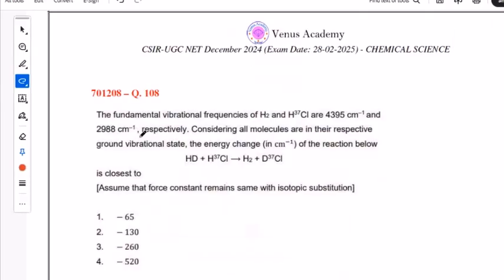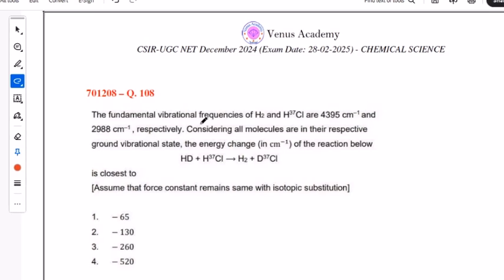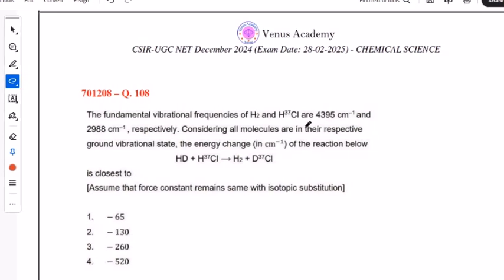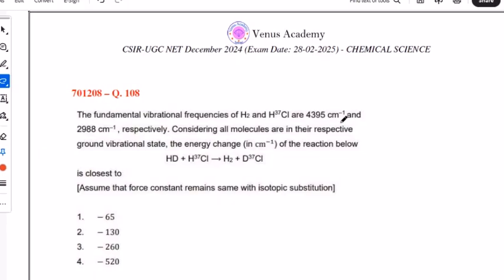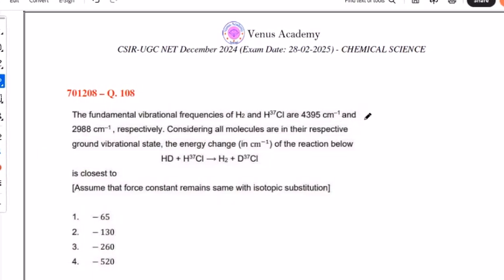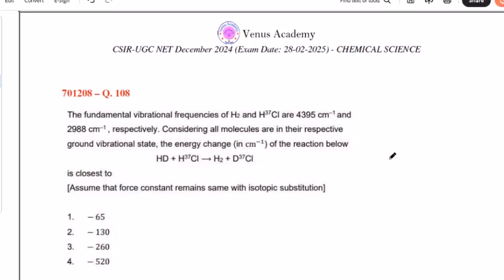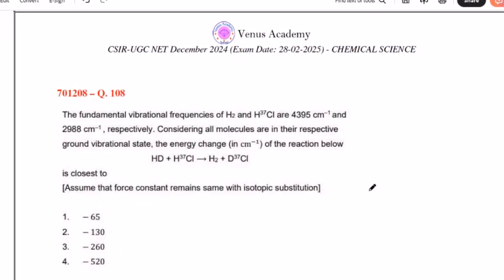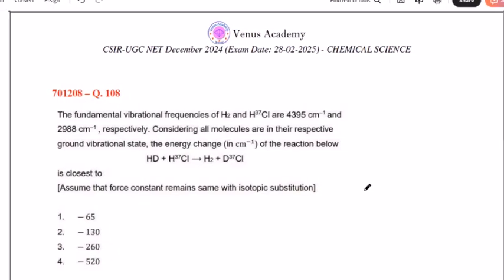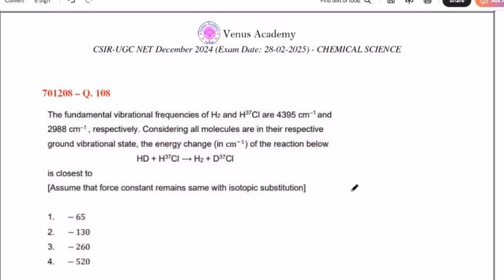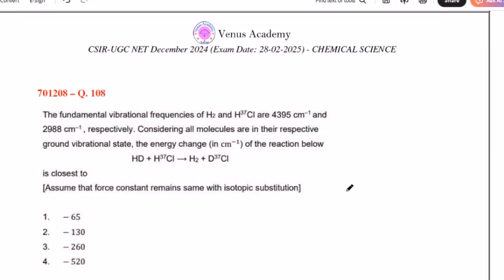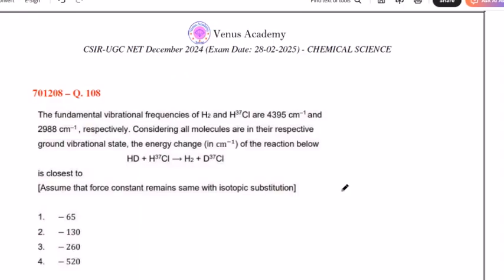Next, question number 108. The fundamental vibrational frequencies of H2 and H37Cl, that is hydrogen chloride, are 4395 per centimeter and 2988 per centimeter respectively. Considering all molecules are in their respective ground vibrational state, the energy change in per centimeter of the reaction below, right, the deuterium effect, so E is closest to.